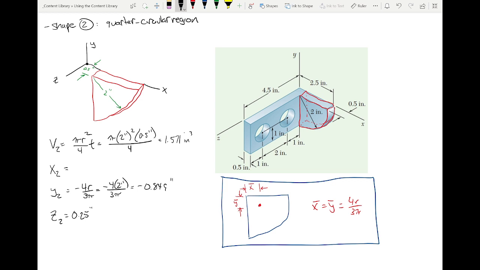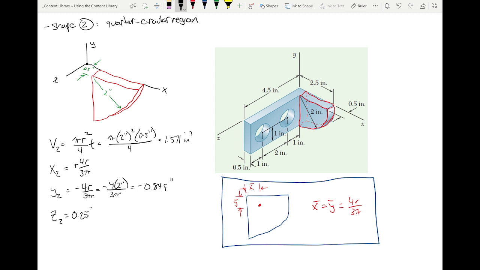Okay, good. Now, if y2 is negative, is x2 positive? Because it's going along the positive x-axis, right? So that means positive 4r over 3 pi, right? What he said is exactly correct.